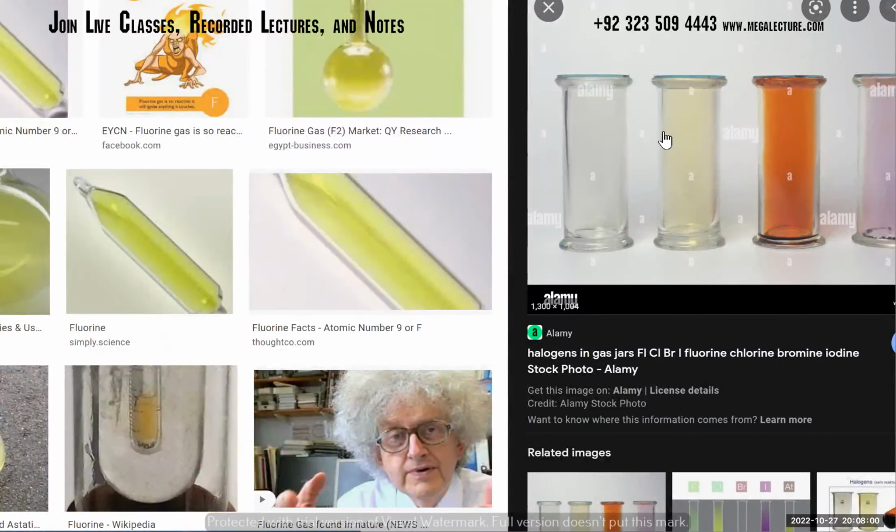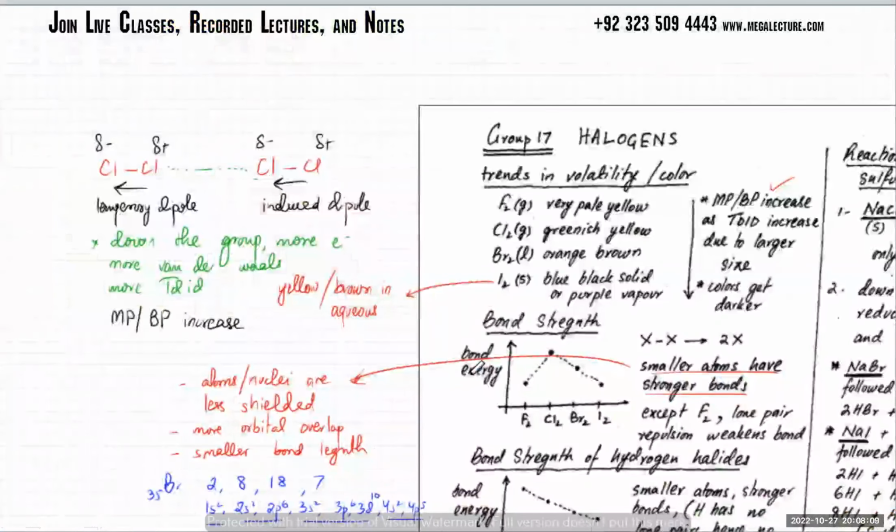Fluorine actually looks like this. It's almost colorless. Chlorine actually looks like this, greenish yellow. That's red brown, and then you've got iodine. That's blue black. That's purple. It's got a purple vapor. So starting with the first one, fluorine is very pale yellow, almost colorless. Chlorine is greenish yellow. It's a gas. Bromine is a red brown liquid, orange brown liquid. Iodine is a blue black solid.